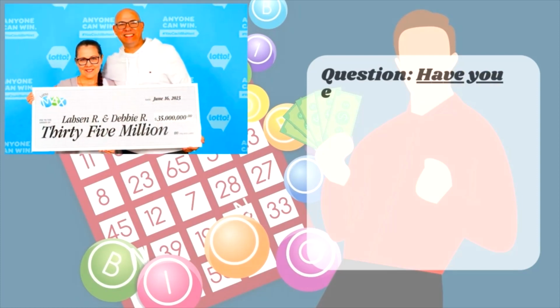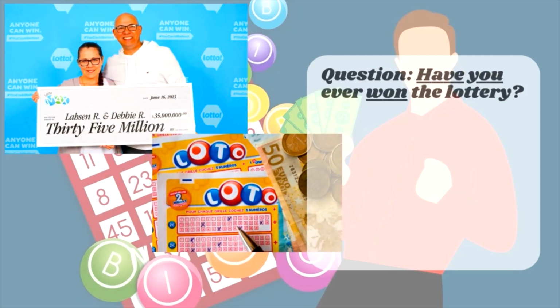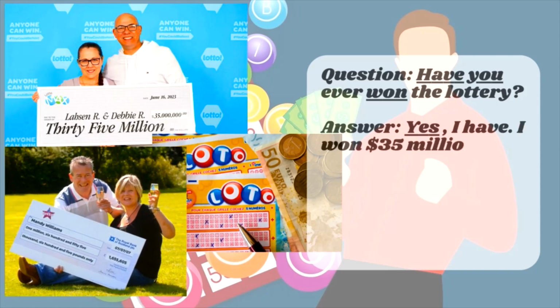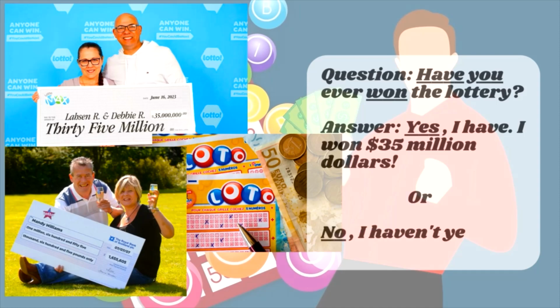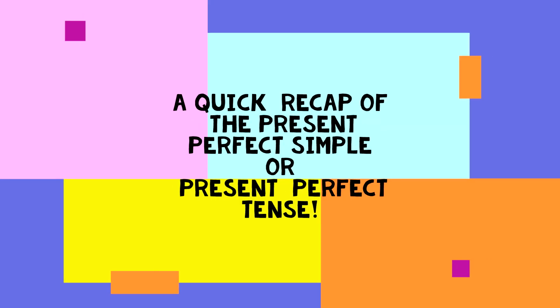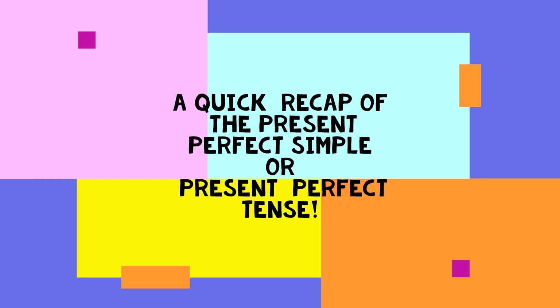Have you ever won the lottery? Yes, I have. I won $35 million. Or, no, I haven't yet. Maybe one day I will. This is a quick recap of the present perfect simple or present perfect tense.